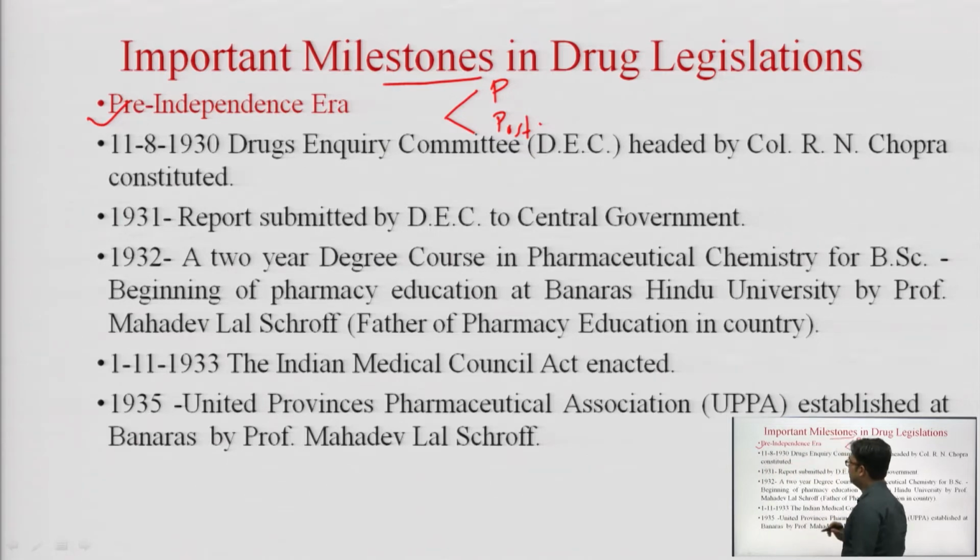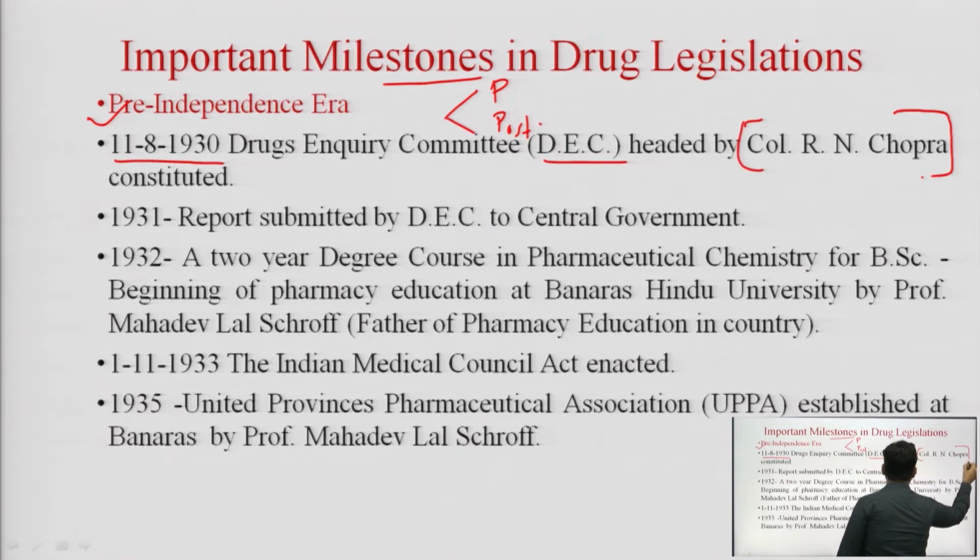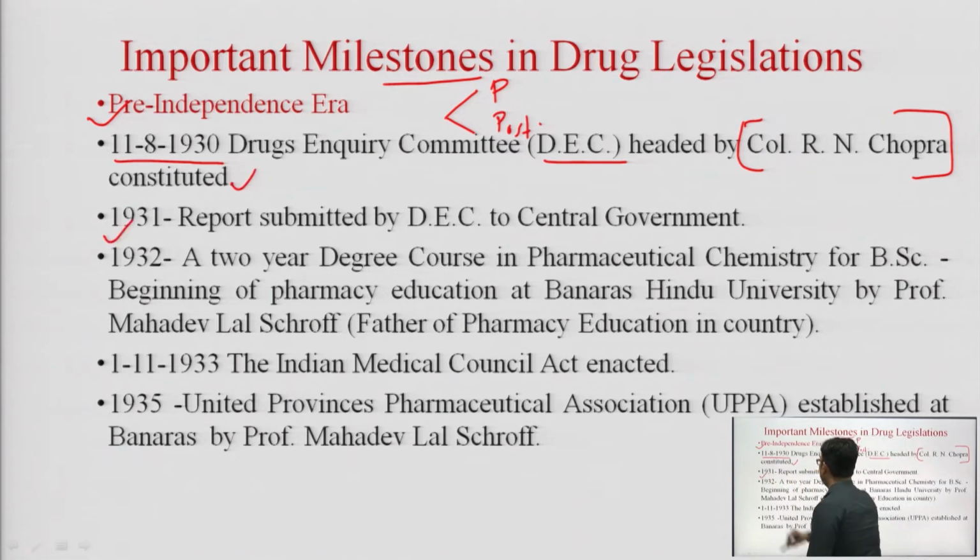Okay, so we'll see the pre-independent era. During the pre-independent era, as we know, on 11/8/1930 the Drug Enquiry Committee headed by Dr. R.L. Chopra was constituted. This we discussed in the last slide also. In 1931, the report was submitted by the DEC to the central government.